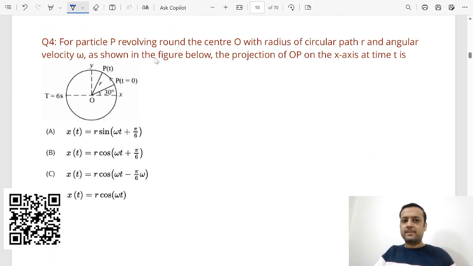Now here what is happening, there's a particle P which is revolving about the center in the anti-clockwise direction. At time 0 the particle was over here at an angle 30 degree. Then we have to find the x component of the displacement basically.